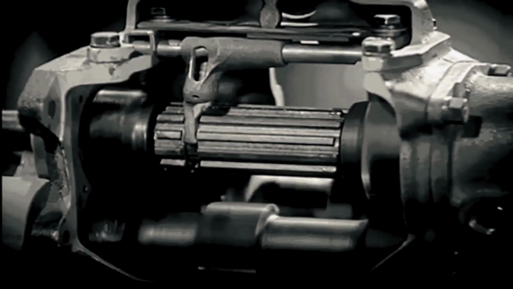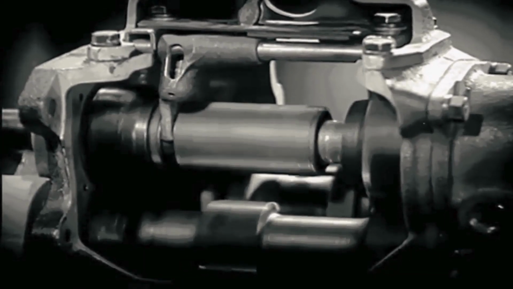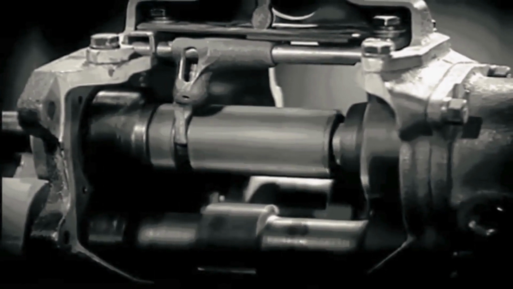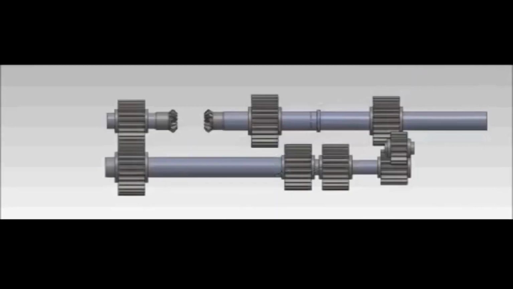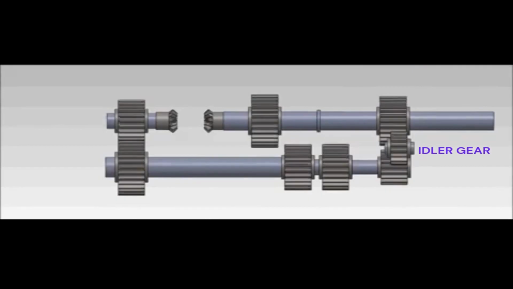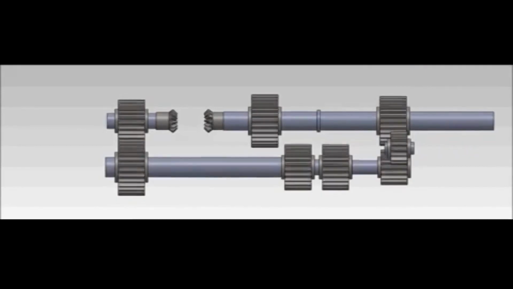The selector fork, controlled by the gear lever, moves the gears on the main shaft into the correct mesh, allowing the gearbox to provide the appropriate gear ratio depending on driving conditions. An idler gear is included for the reverse gear, which changes the direction of rotation of the main shaft, enabling the vehicle to move backward.